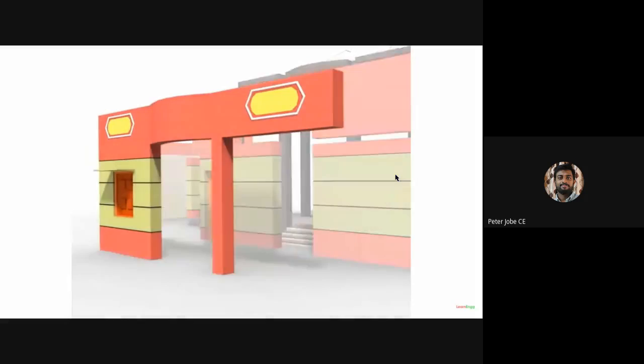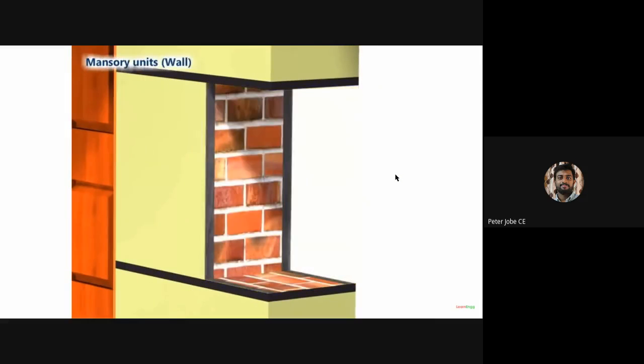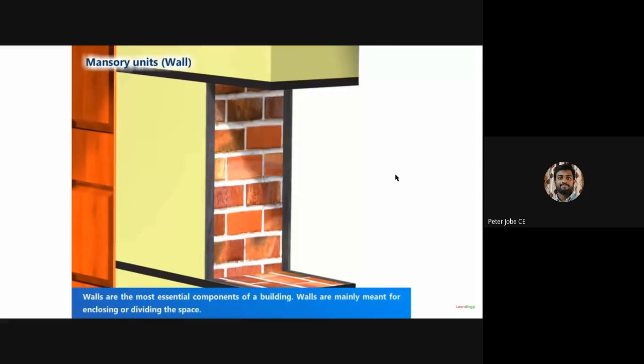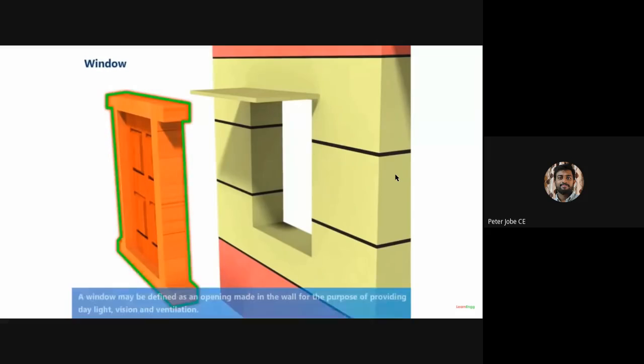And now this is the masonry wall unit. This is brick masonry. Masonry means construction using bricks, and that's known as brick masonry. If it's made up of stone, we can call it stone masonry. There are different types of bonds in brick masonry, and all those things we'll learn in the coming chapters.